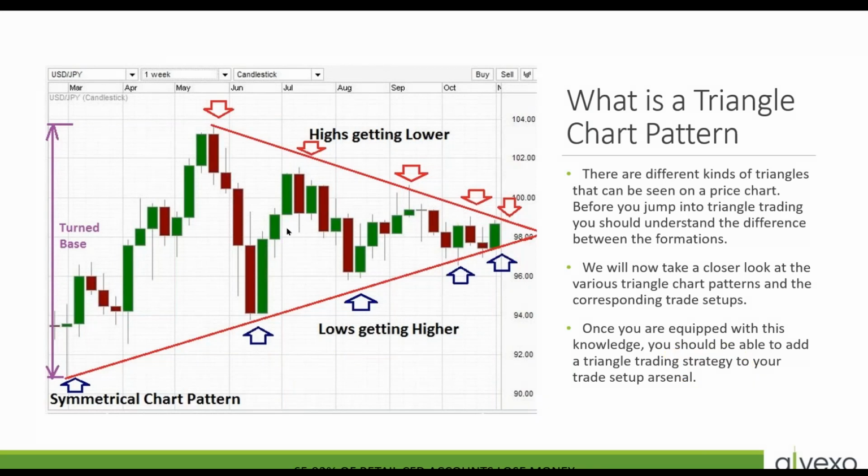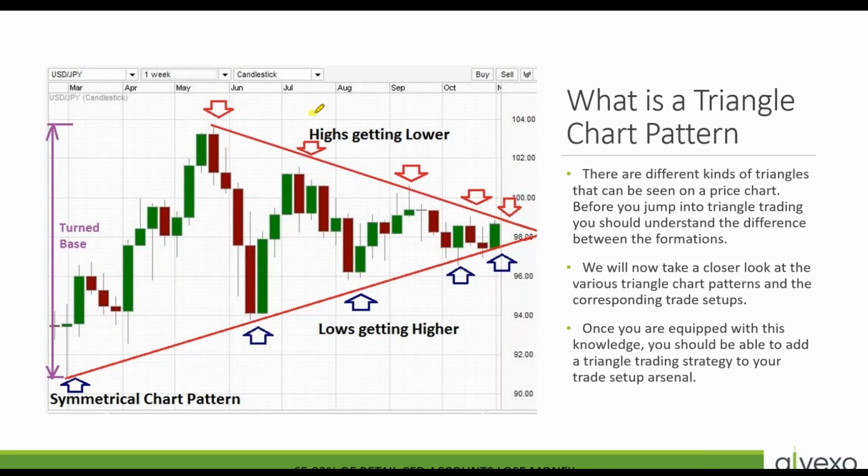So there are different kinds of triangles that can be seen on a price chart. So before you jump into trading, you should understand the difference between these formations. We said we have rising, we have ascending and descending triangles, we have symmetrical triangles, we have wedges. Ultimately, they're all the same.